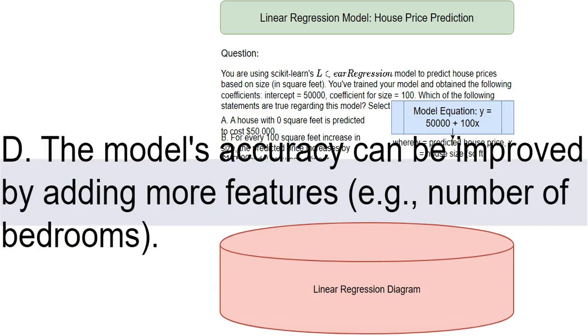I can improve prediction accuracy by adding more information, like the number of bedrooms, to the model. It's like adding more pieces to a puzzle to make a more complete picture.